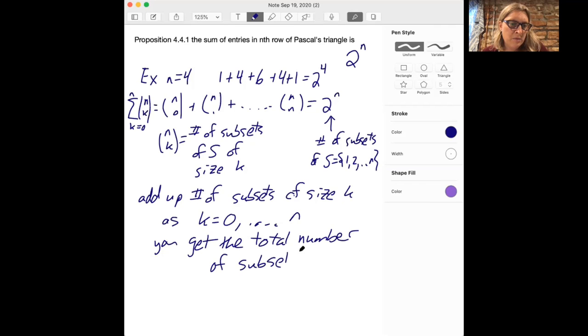And let's just remember that when k is 0, you get the empty subset. And when k is n, you get all of the set S. And along the way, every subset has some size between 0 and n, and so it will be counted in one of these terms n choose k. So that's the end of this proof. And next time, we'll give a different proof of this identity using the binomial theorem.